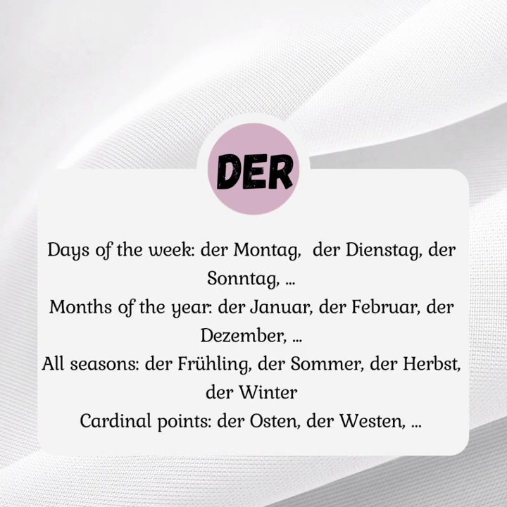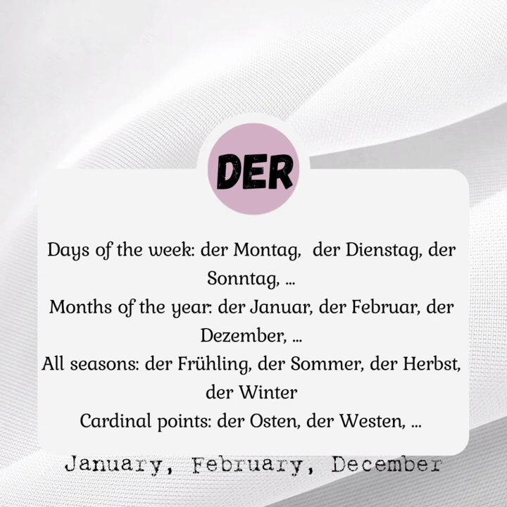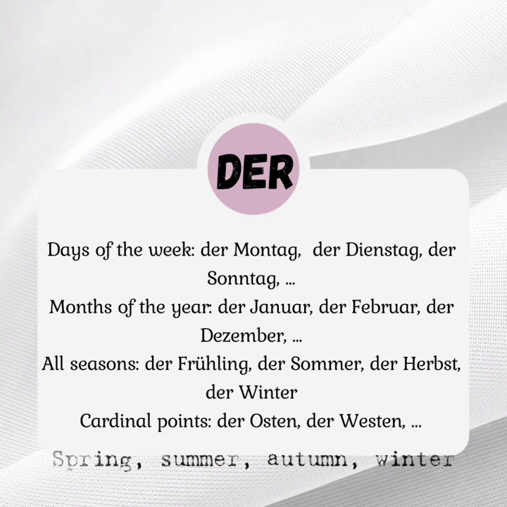Next are the days of the week: der Montag, der Dienstag, der Sonntag, and so on. Months of the year: der Januar, der Februar. All the seasons: der Frühling, der Sommer, der Herbst, der Winter. And the cardinal points of the earth: der Osten, der Westen, and so on and so forth. All the words in this category are considered masculine in German.